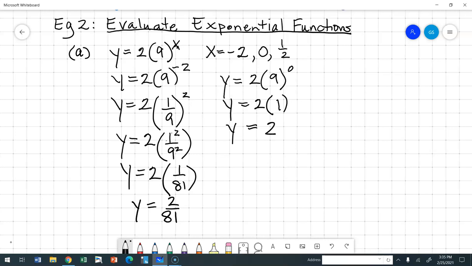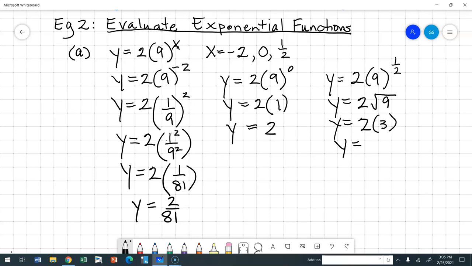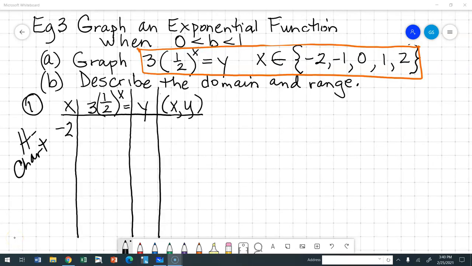Now let's go ahead and raise our 9 to the 1/2 power. Now, what does a rational exponent mean? It means the root. And in this case, the square root of 9. We know the square root of 9 is 3. So 2 times 3 is equal to 6. And if you notice, these would all be ordered pairs, which means I could go ahead and graph this exponential function.